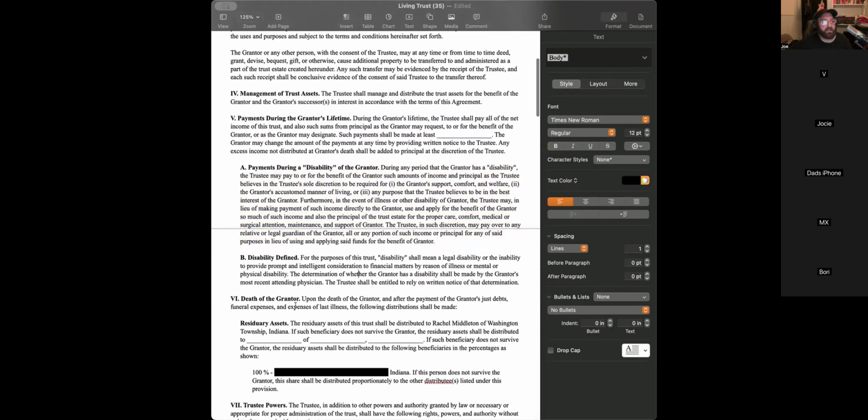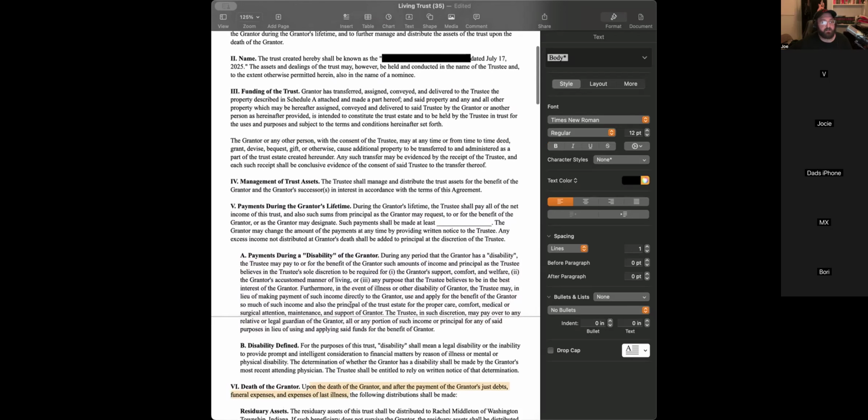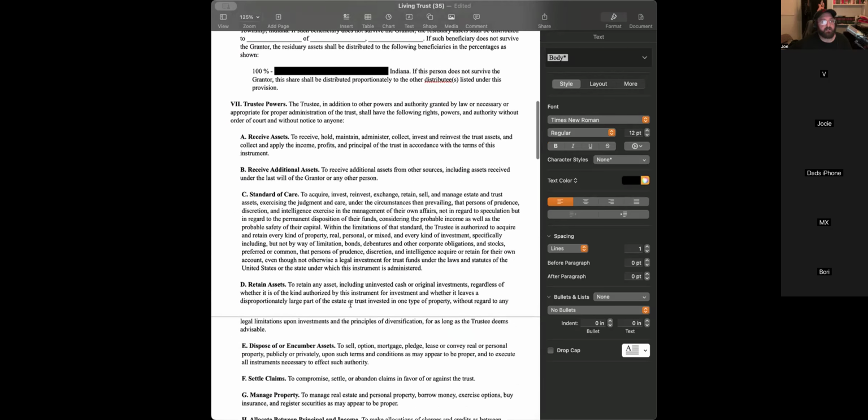All right. Upon death of the grantor, after the payment of the grantor's debts, funeral expenses, and expenses of last illness, I put the name in there again. I missed one.